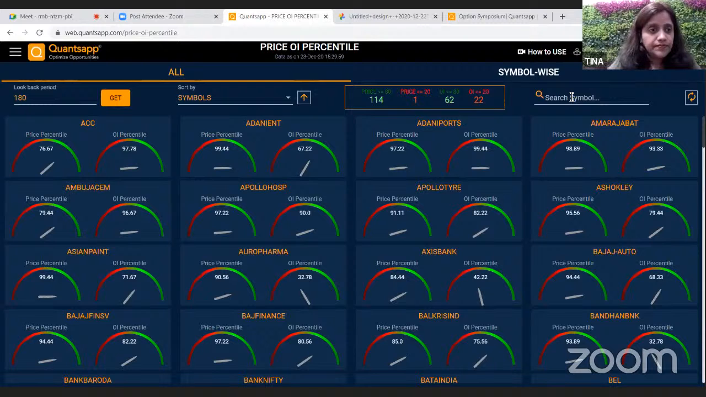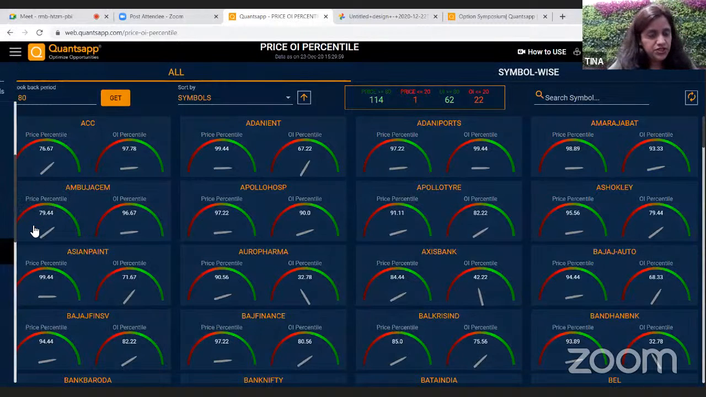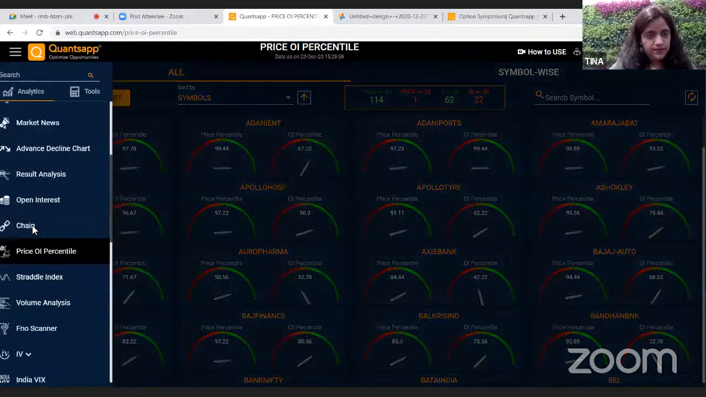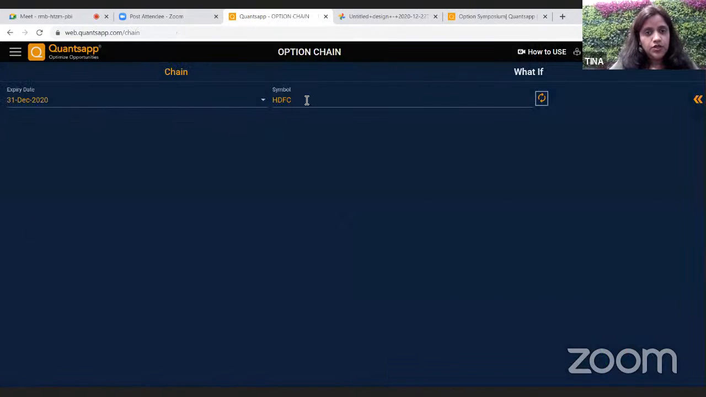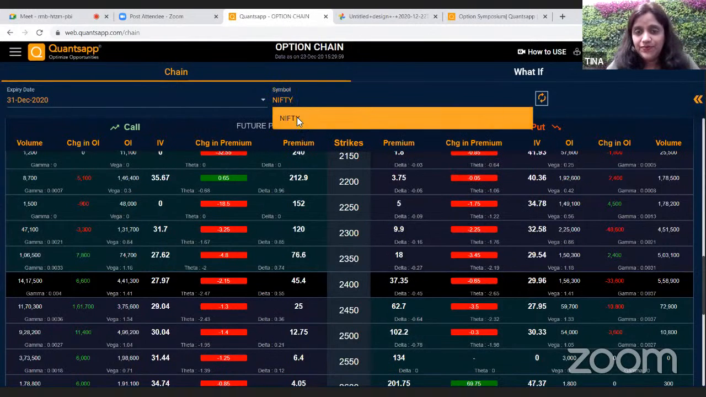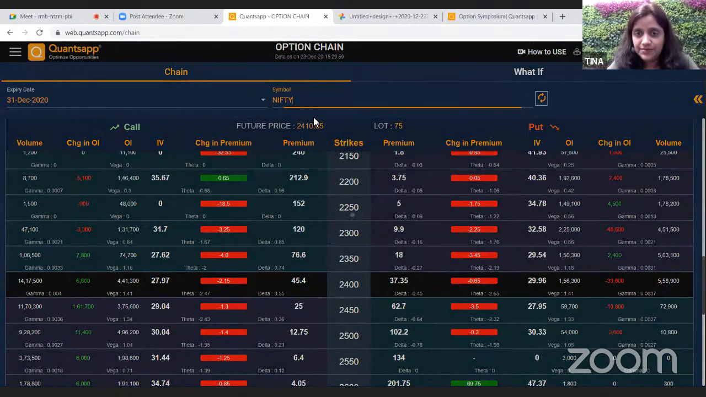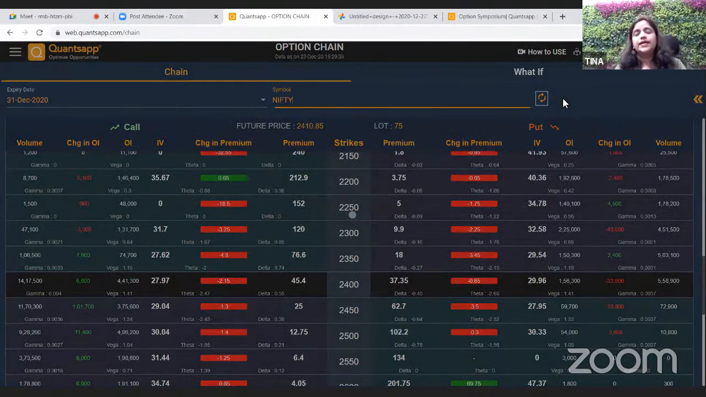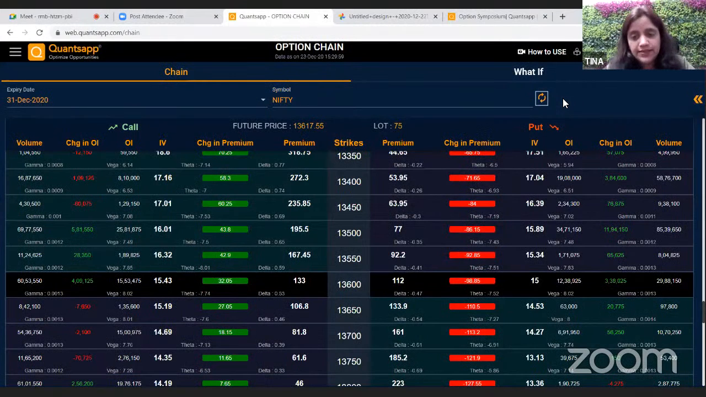Now we have the option chain. Okay, so the chain is, I guess, the widely used one, because it gives you the entire snapshot of how the market is behaving, how the market activity is. So you have the call and put. It's basically the standard way of looking at it, where most of us are comfortable.